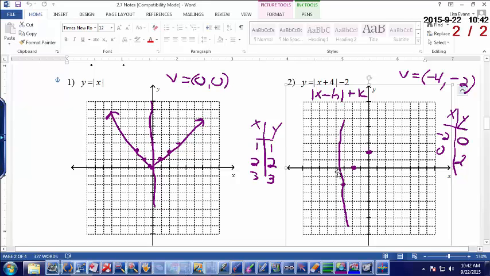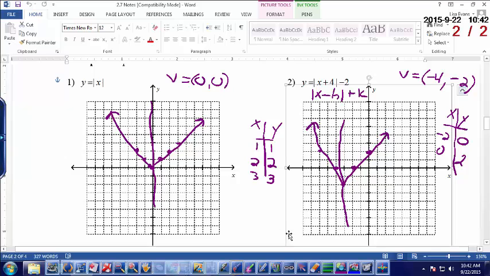I'm going to reflect these 2 points. So this one is 1 over, do 1 over. This is 1, 2, 3 over, 1, 2, 3 over. It would be a little more helpful if my axis of symmetry was straight. So here is my new graph.